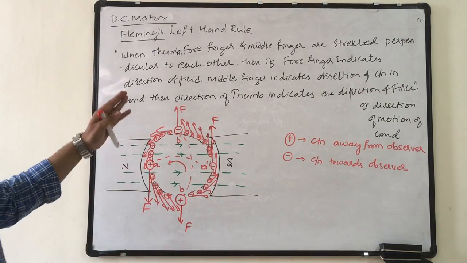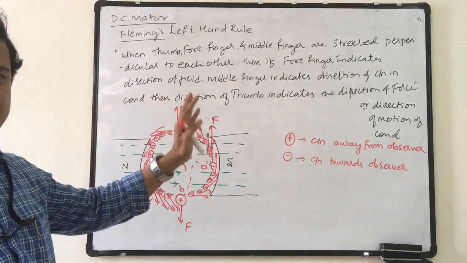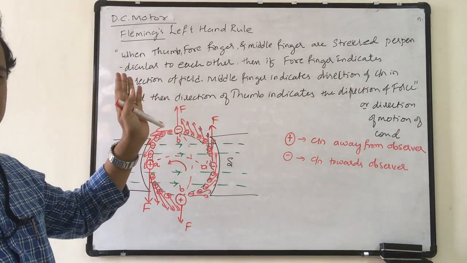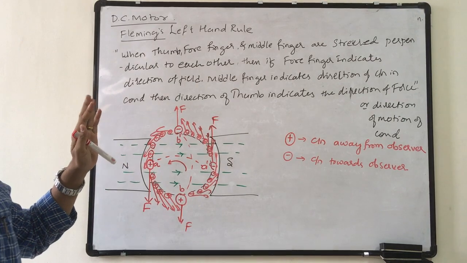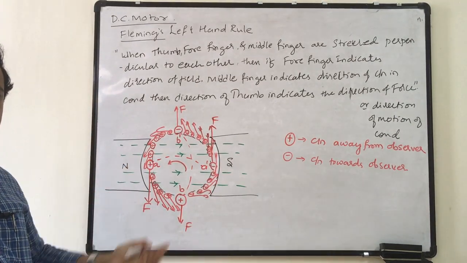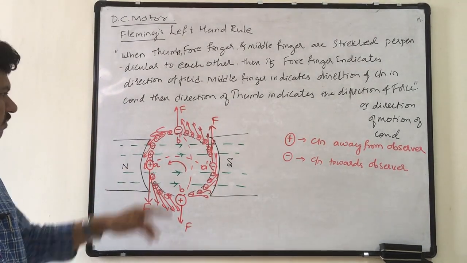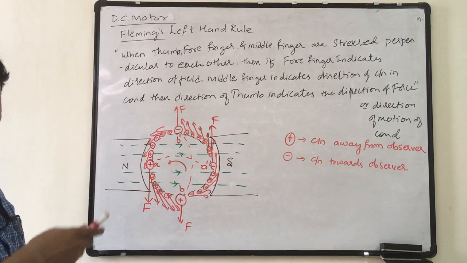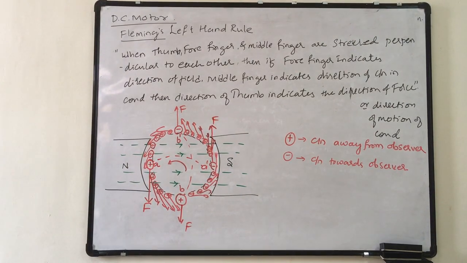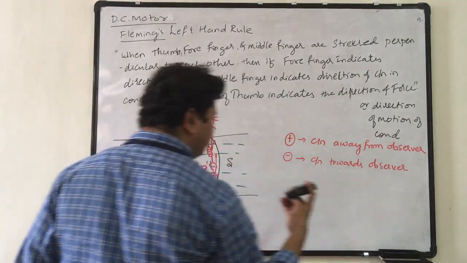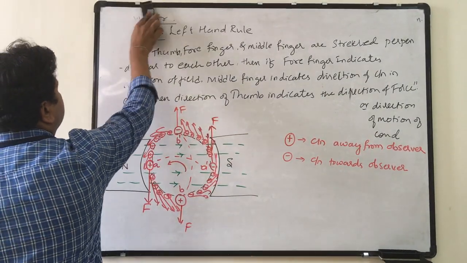How is the force exerted? F equals BIL. The statement is: a current carrying conductor placed in a magnetic field experiences a force, and the direction of force is justified by Fleming's left hand rule. So you should write all this explanation. Next, we'll move to back EMF.